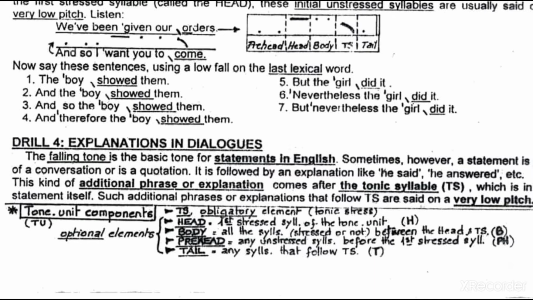So we have the TS, which is an obligatory element, or the tonic syllable. We have the head, an optional element. The head is the first stressed syllable of the tone unit. We can represent it by a capital H. The body as well, an optional. The body is all the syllables, stressed or not, between the head and the TS. We can represent it by capital B.